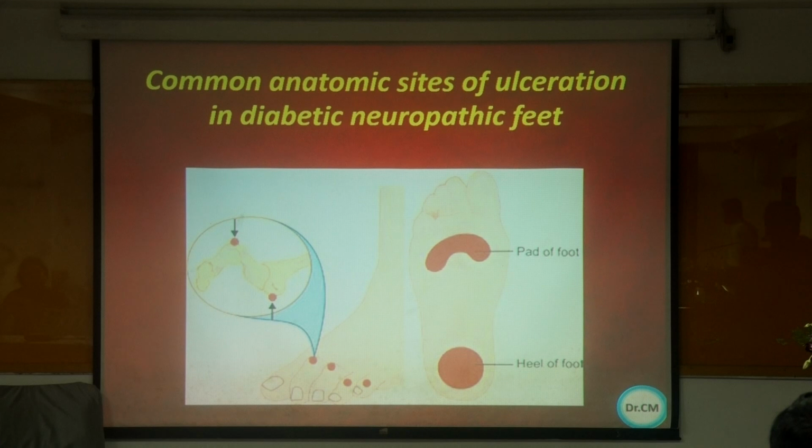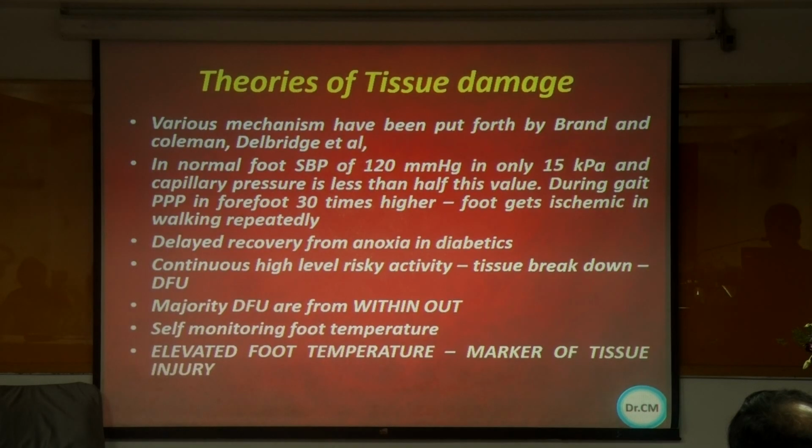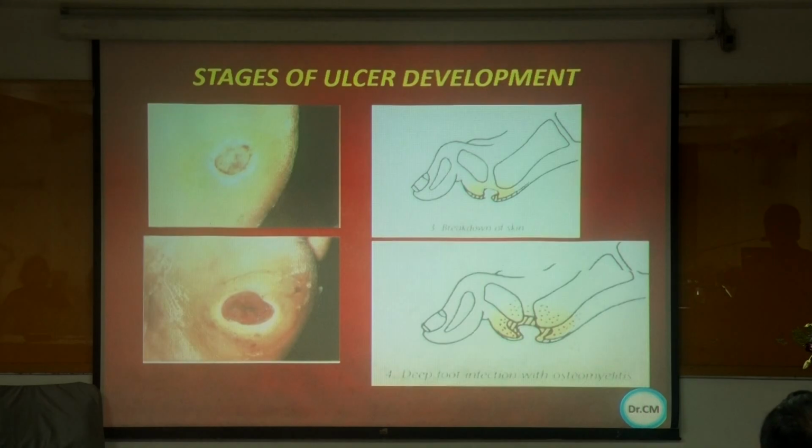These are the common sites of ulceration in the diabetic neuropathic foot. See the plantar pad of fat, heel pad, all these things. Due to neuropathy, there is thinning of the plantar pad of fat and mobilization of the pad of fat to some other area above, which leads to increased risk for diabetic foot ulcer. The stages of ulcer development: one is callus formation, next subcutaneous hemorrhage, which leads to breakdown of the skin and deep foot infection with osteomyelitis.